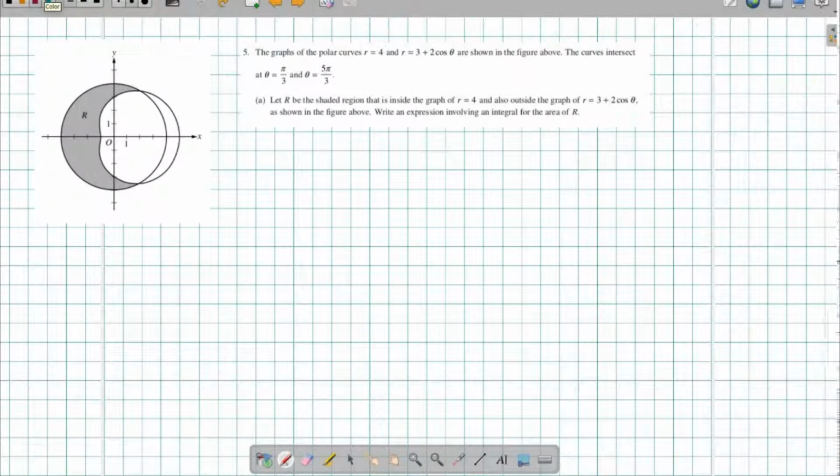On to problem 5, we've got polar graphs here. The graph of the polar curves r equals 4 and r equals 3 plus 2 cosine theta are shown in the figure above. And they tell us that the curves intersect at pi over 3 and at 5 pi over 3.